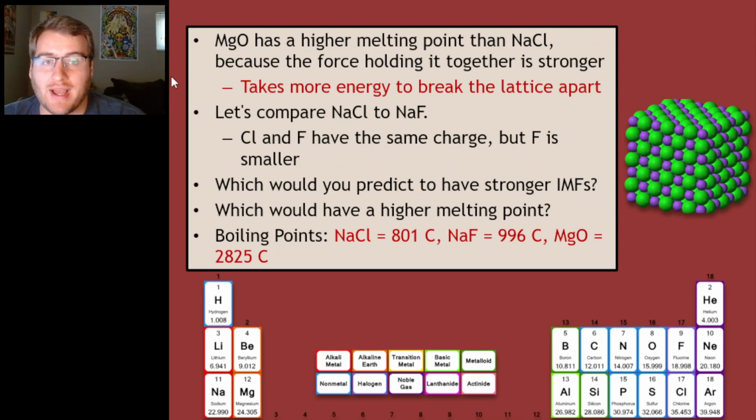Now, MgO has a higher melting point than NaCl because the force holding it together is stronger, because it has greater charges. It takes more energy to break the lattice apart.